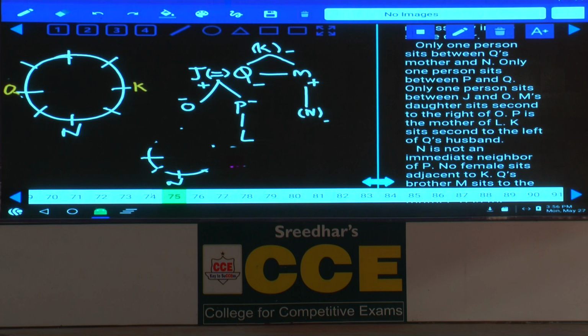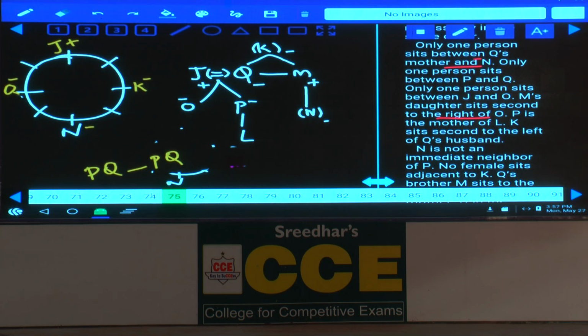Then O is here. Now between J and O, there is exactly one person, isn't it? As there is exactly one person between J and O, O is here, J must be here. Now only one person between Q's mother and N, Q's mother is K, between N and K there is one person, K is a female, isn't it? And only one person sits between P and Q. One person between J and O. J is a male and O is a female. M's daughter is N, who sits second to the right of O.